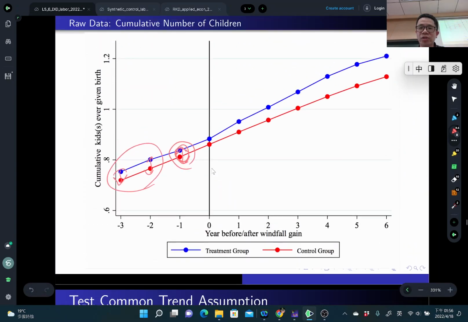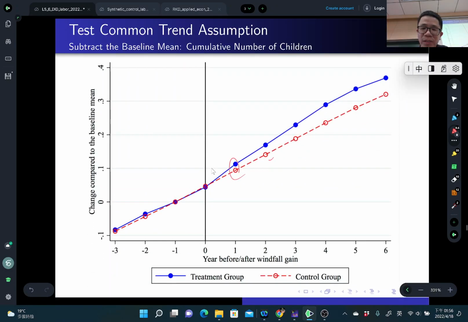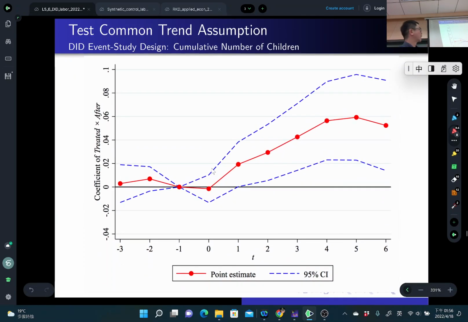So the coefficient for the gamma here is basically trying to measure this difference compared with the reference year's difference. So this is the coefficient of the gamma. And you can see before treatment happened, this is very close to 0. That means before treatment happened, the outcome differences between the treatment group and control group are very similar to the baseline difference. And after treatment happened, it becomes positive. That means the income effect is positive.